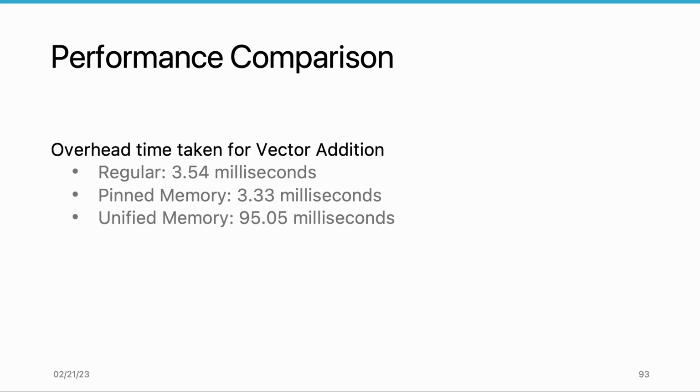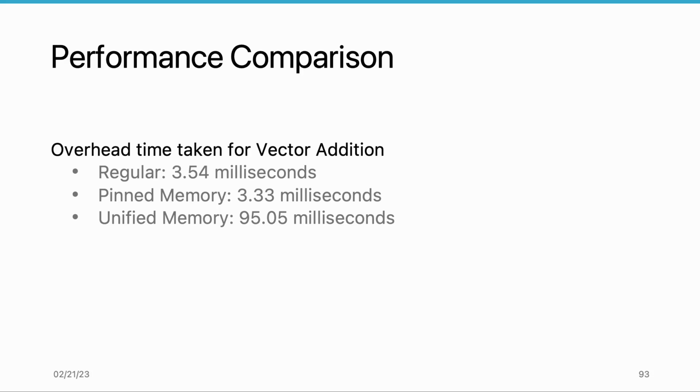As we can see, there is no major difference between the regular implementation and the pinned memory implementation. This is because from the perspective of the GPU, there is no difference. The data is copied to the GPU side before the kernel starts. Although not shown in the slides, we notice that memory copies are faster in the pinned memory implementation.